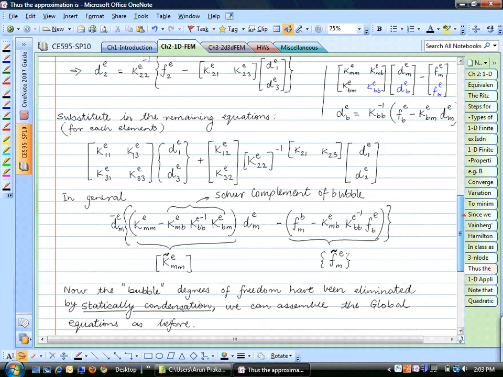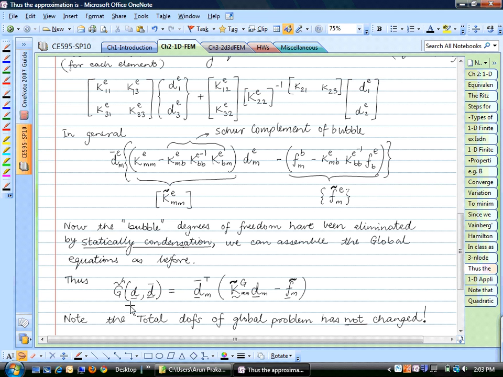So now if you assemble all of them, just like before, you will get this equation. This is something that we also got for the 2-node element. And all I'm doing is denoting it with a tilde to show that this is actually an effective stiffness matrix. Okay? Was there any question?